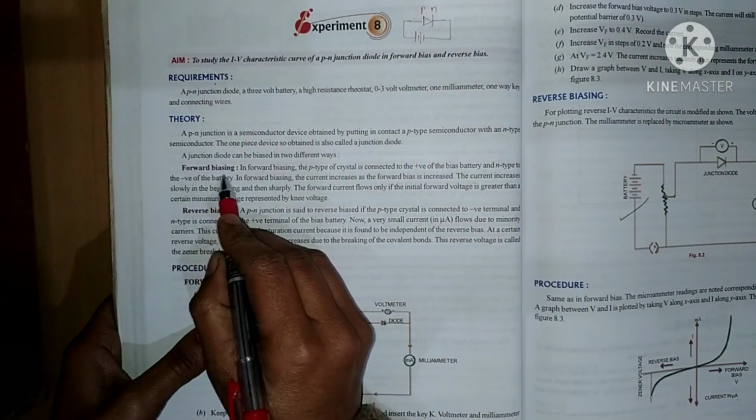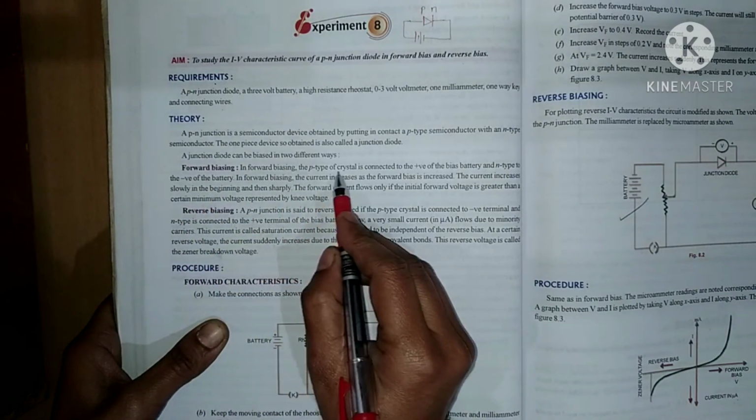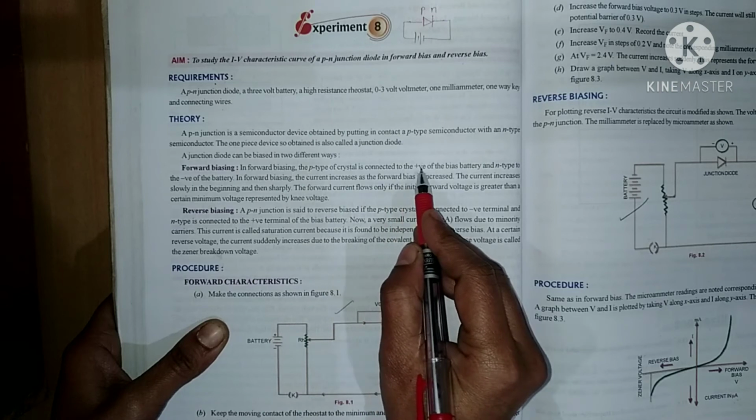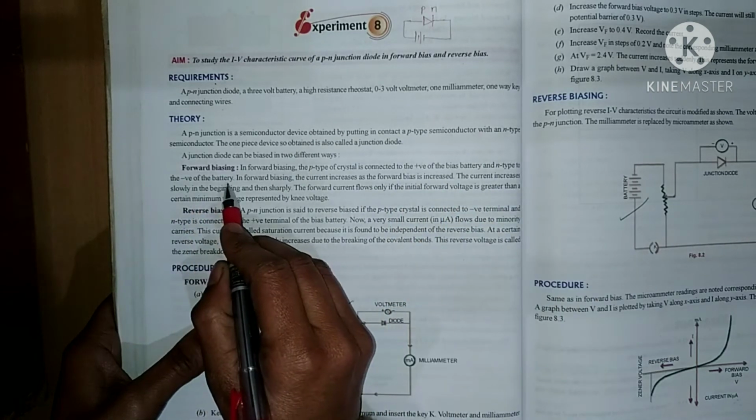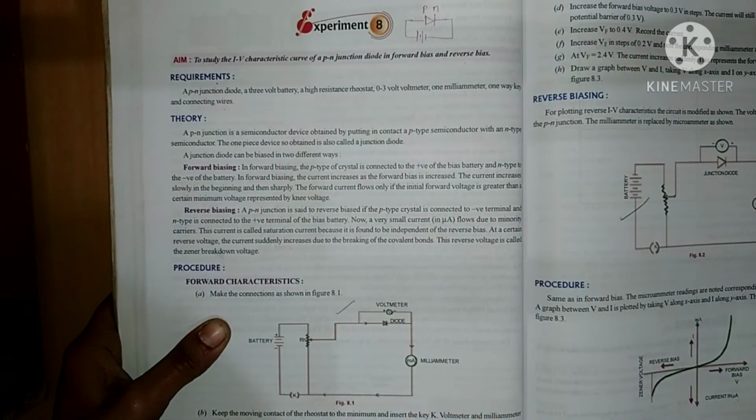It means that in forward bias the P type of crystal is connected to the positive of the bias battery and N type to the negative of the battery. So this type of connection is there. If this type of connection is there, then in this case, this is your forward biased. Clear?